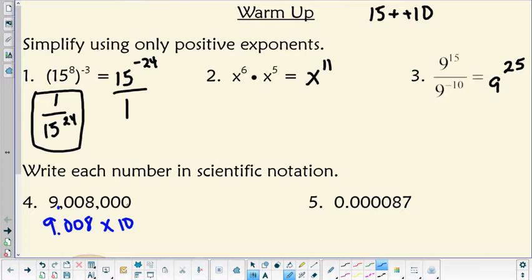To determine what power it is, I need to take this decimal point and move it to the end and see how many spaces that is. There's 1, 2, 3, 4, 5, 6 spaces. So it's going to be 10 to the 6th power.